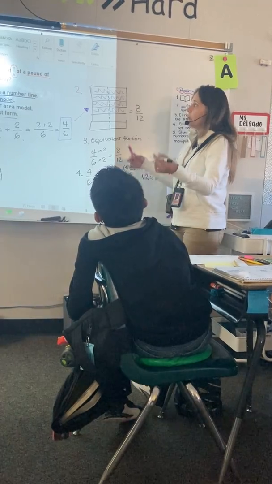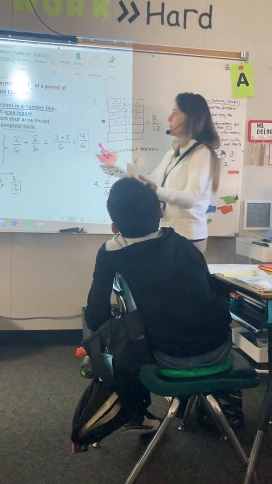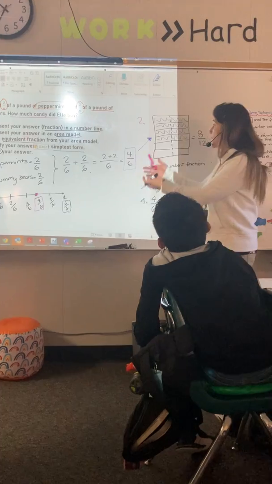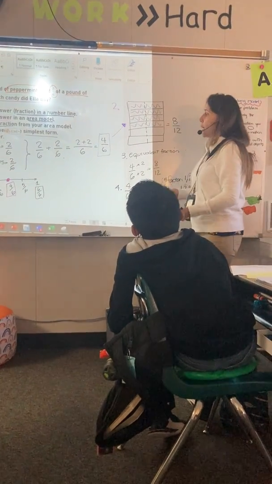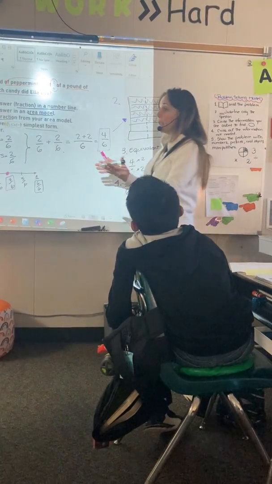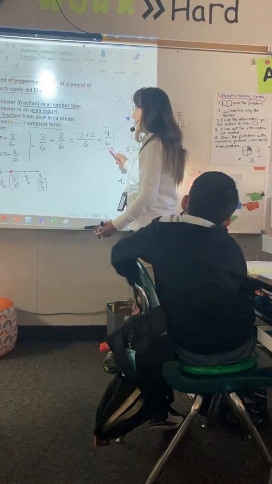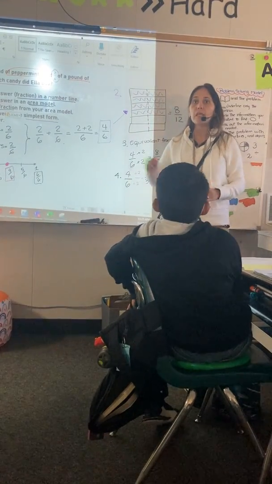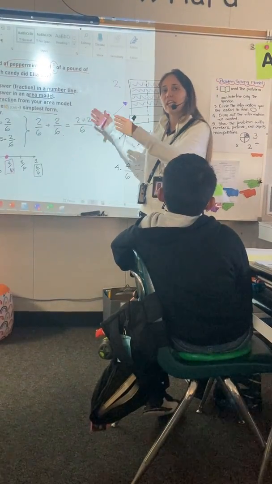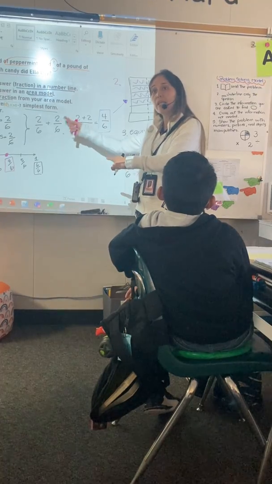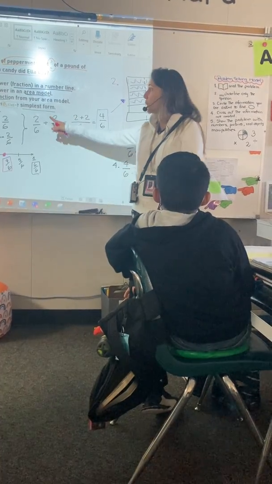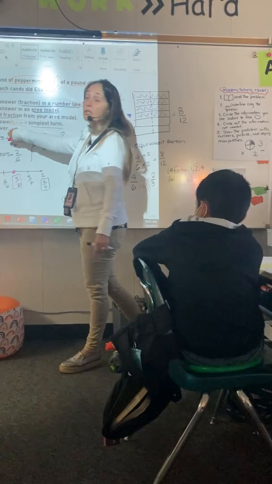Okay? And when I'm going to give my answer, my justification says, based on my area models, I know that she bought in total 4/6 of candy because I add my fractions and I got this result based on my work. That's what I want you to answer when I say justify your answer.